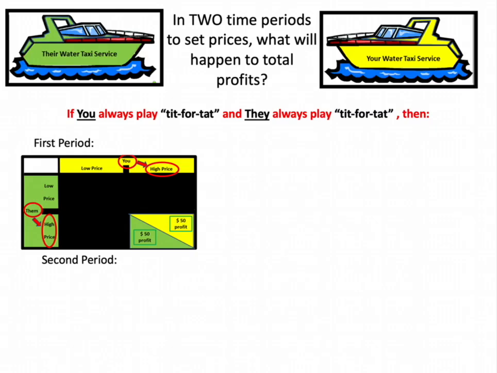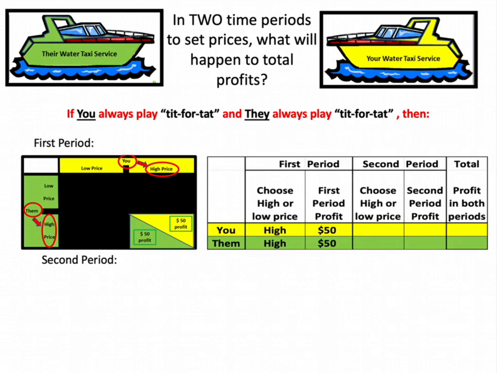Now, the final one, what happens if you always play tit for tat and they always play tit for tat? Well, we know that tit for tat is not cheating. It's going high. Okay? And then the next time doing what they did last time. And they're going to go high the first time. And the second time, they're going to do what you did last time. So let's look at this. In the first period, you both go high. You split the business, you get 50-50.